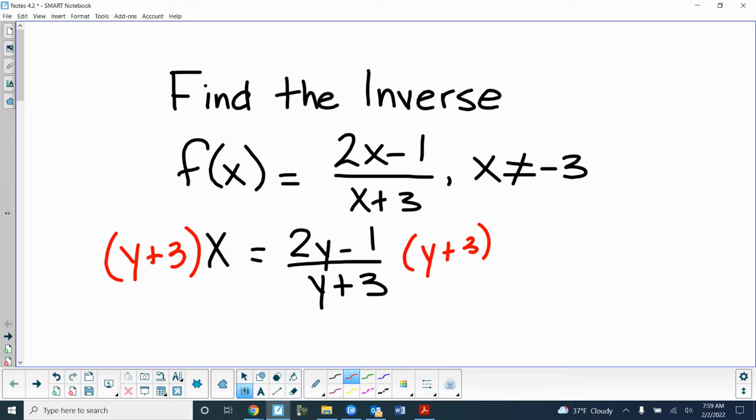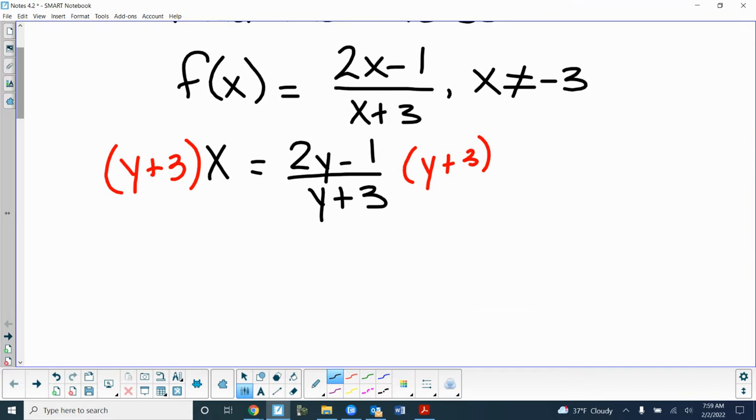So I've got, let's distribute that too then. xy plus 3x equals 2y minus 1. Okay? So again, my goal is to get y by itself. So I got to get the y's together and everything else on the other side.